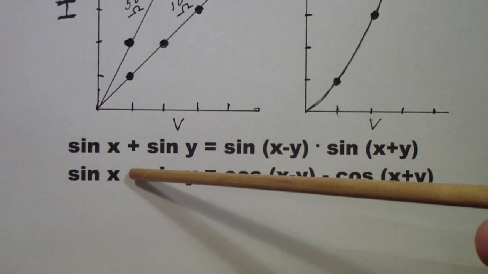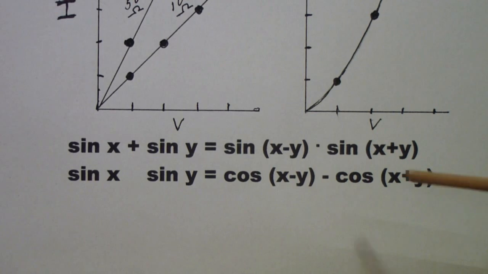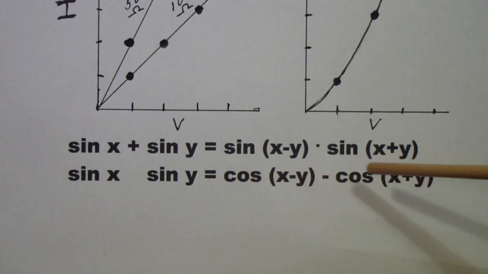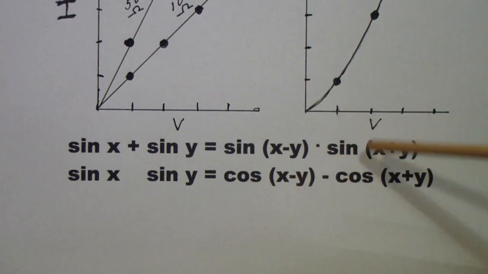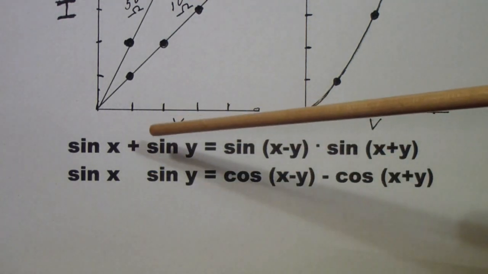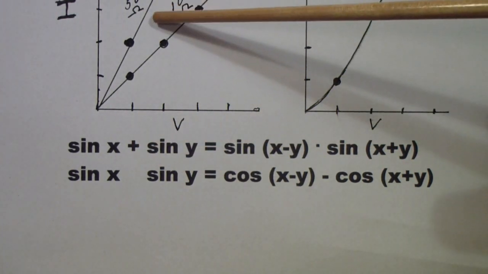However, when you multiply a sine wave by another sine wave, you get different terms. In this case, this is the cosine of x minus y minus the cosine of x plus y. Now this assumes that you have a perfect multiplier. Notice the difference. This is addition.